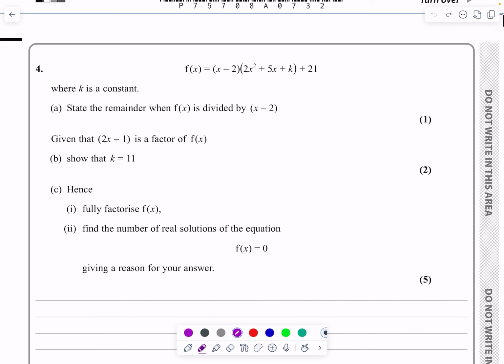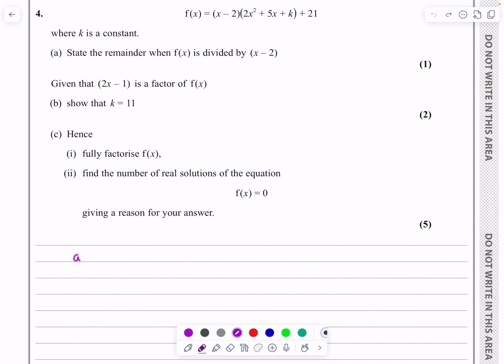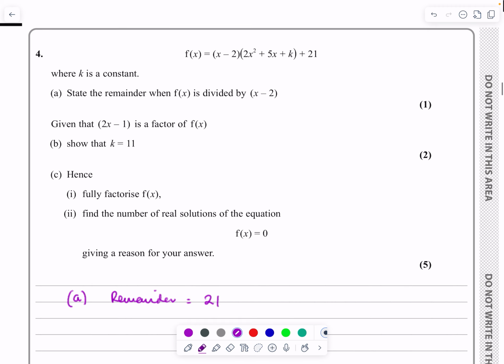It says f(x) is given by this function up here. And then it says to me, state the remainder when f(x) is divided by x minus 2. Well, because we can see x minus 2 is in that part there, this is very, very straightforward. So part A, the remainder, if we divided by x minus 2, would just be equal to 21, that part there. So not difficult at all for that first part.